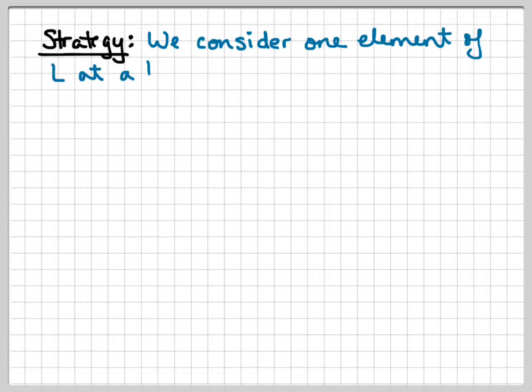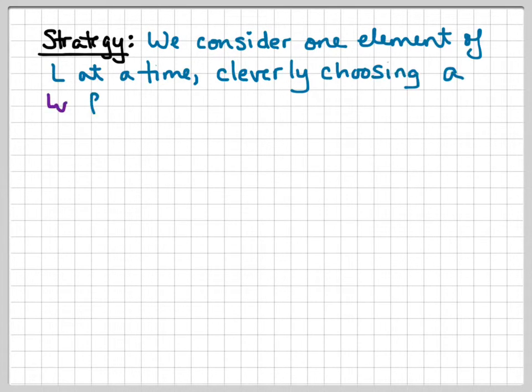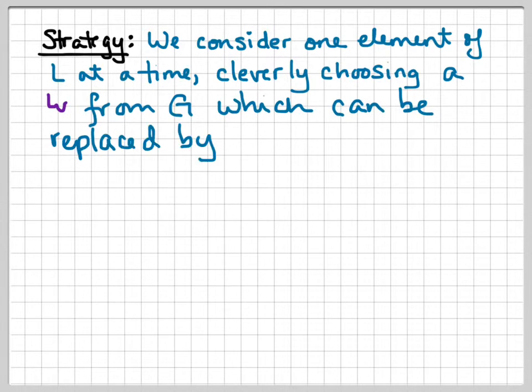Okay, so now let's talk about the strategy for the proof. We're going to consider one element of L at a time, and we're going to choose a single element W from G that's going to be replaced by this element of L. I'm going to call this element V, which means I need to have said what V was at the beginning, so I'll put that up here, V. We'll consider one element V of L at a time, cleverly choosing a W from G, which can be replaced by V.